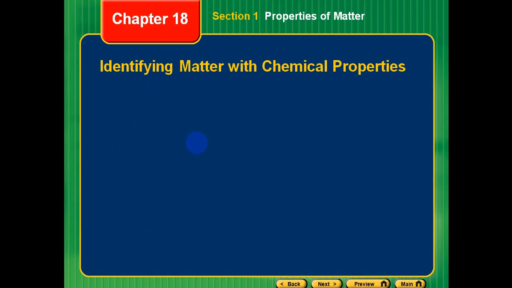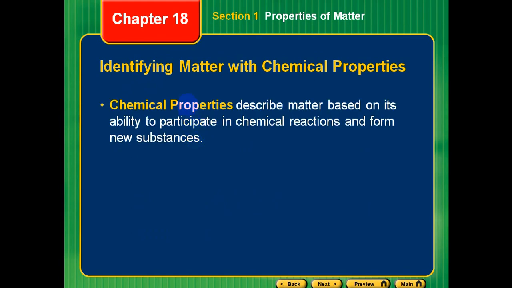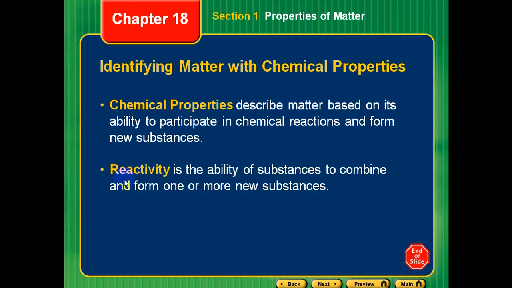Chemical properties, and now we will describe matter chemically. Chemical properties describe how matter can change to a new matter, the ability of matter to participate or get involved in a chemical reaction and form new substances. For example, helium and gold don't react easily with other substances, while sodium reacts very easily and very fast. This is what we mean by reactivity. So reactivity is the ability of a substance to combine and form one or more new substances.